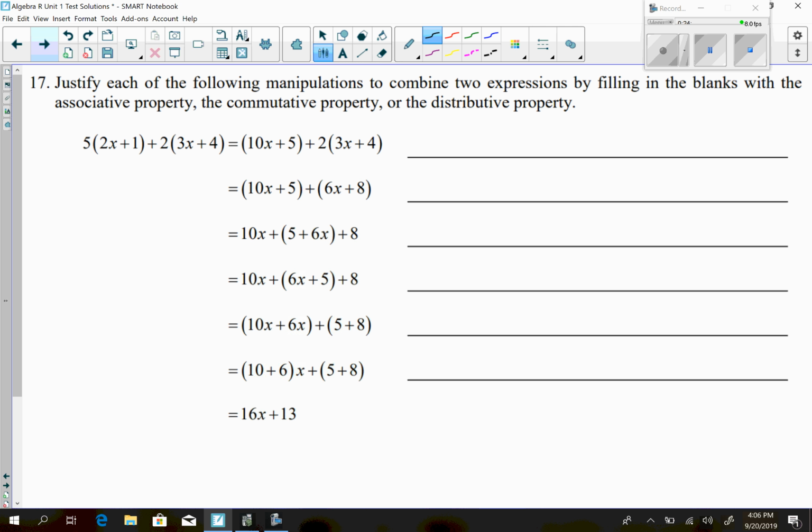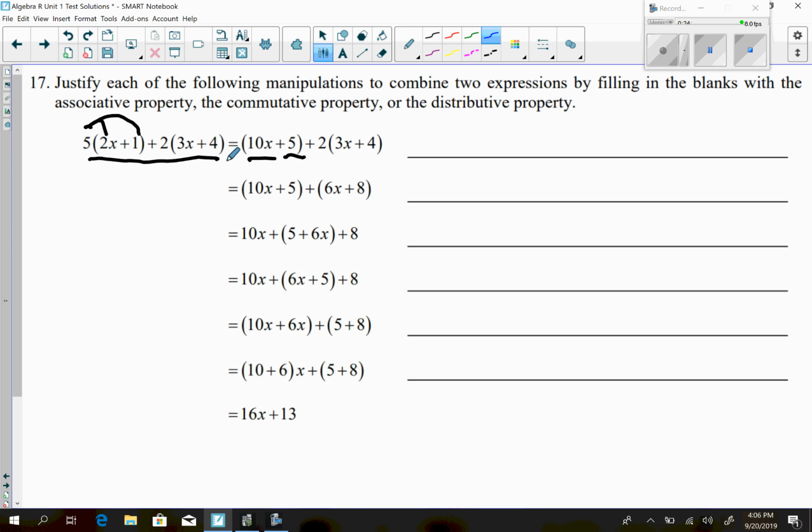Number 17, justify each of the following manipulations to combine 2 expressions by filling in the blanks with the associative property, the commutative property, or the distributive property. So this is what we're starting with. What happened to turn this into this? 5 times 2x is 10x, and 5 times 1 is 5.